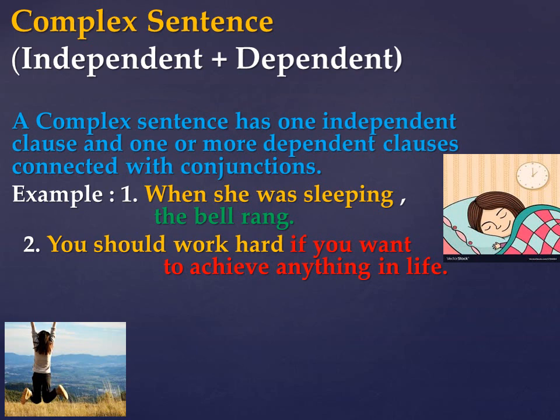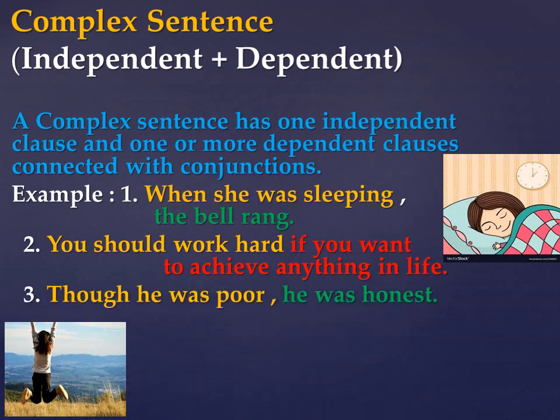Girls, look, there is no rule that a complex sentence should start with a principal clause or a subordinate clause. There is no rule. A complex sentence can start with a principal clause or a subordinate clause. In sentence 2, I can say, if you want to achieve anything in life, you should work hard. It can be said like this also. Okay.